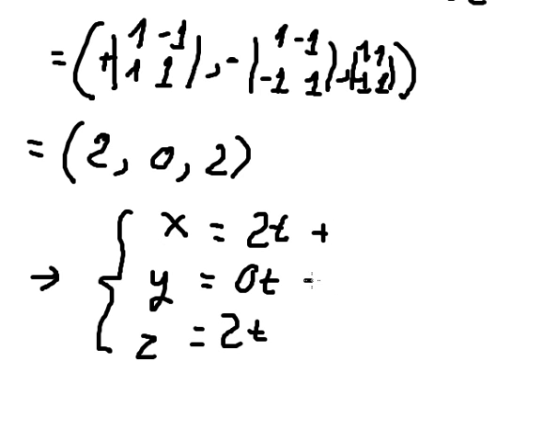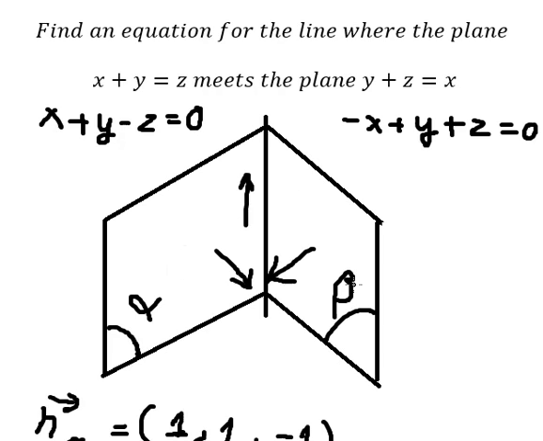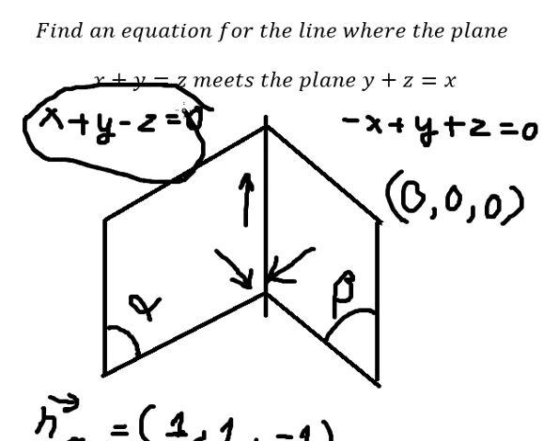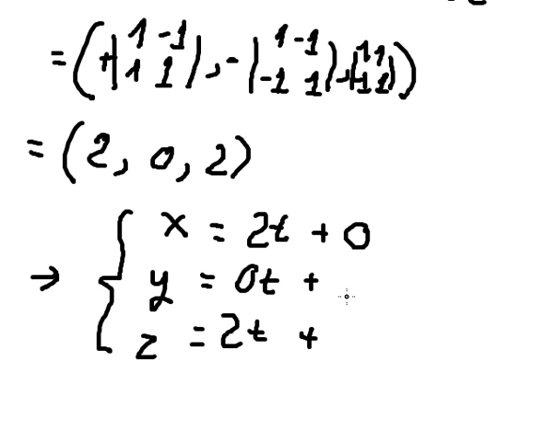The next point in here, I will choose 0, 0, and 0, because when we put 0, 0, and 0 in here, you get 0. That means this point belongs to this plane and this plane. And this is the final answer. That is the end. Thank you for watching.